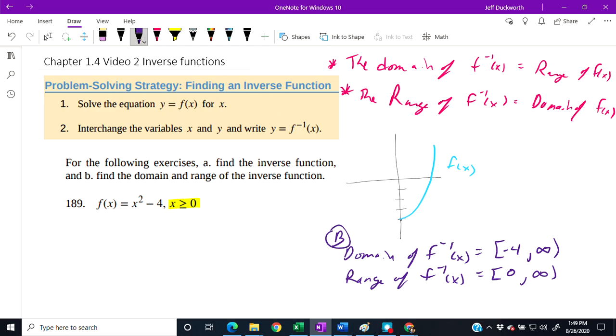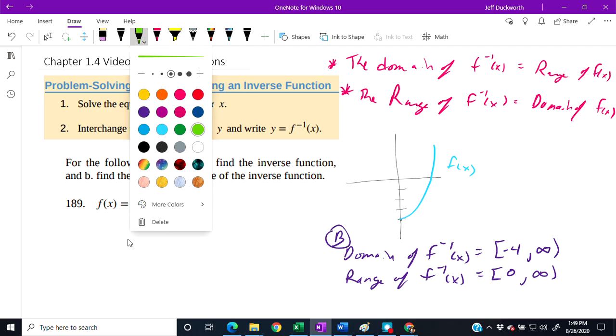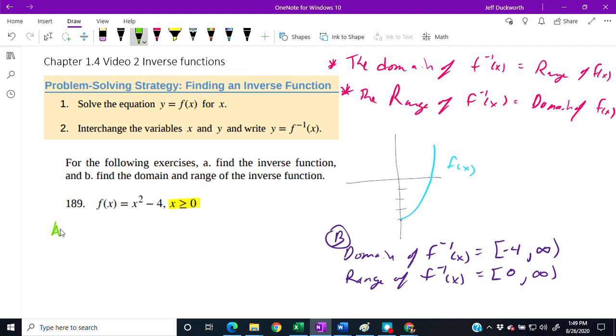Now part A, we're told to solve for x here. So let's do that. I'm going to replace f of x with y. And then we want to solve for x. So we have x squared equaling y plus 4. We add 4 to each side. And then x equals the positive or negative square root of y plus 4.